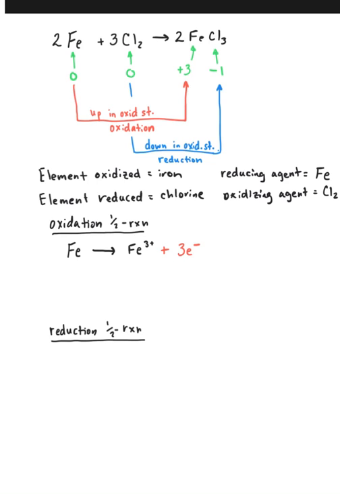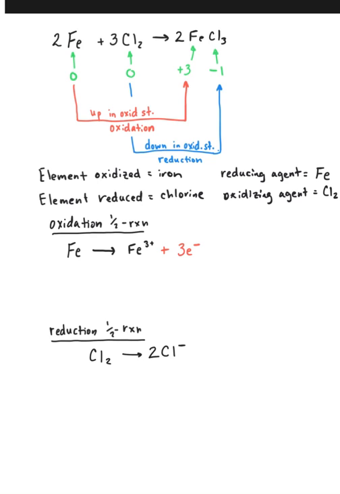We can do something similar for a reduction half reaction. We can say that chlorine goes from Cl2 to Cl with a minus charge. In this half reaction, we don't yet have stoichiometric balance. We have 2 chlorines on the left-hand side, but only 1 on the right-hand side. So I can put a coefficient of 2 in front of the chlorine on the right-hand side.